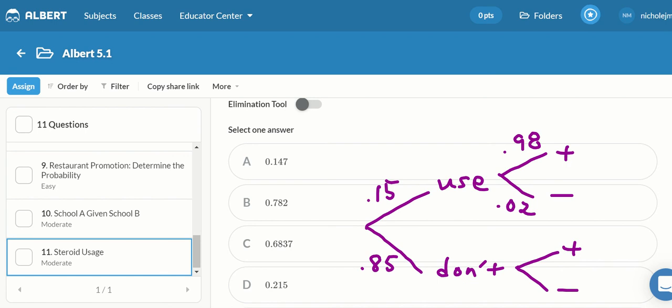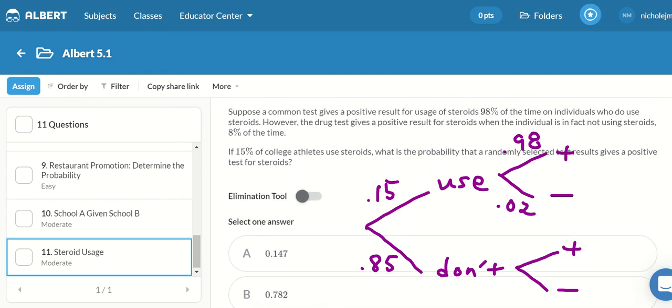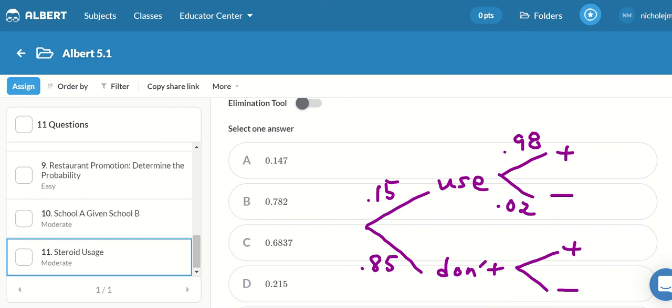The other number they give us, I believe, I feel like it was 8%. The drug test gives a positive result for steroids when the individual is in fact not using steroids. That's kind of scary. So let's talk. Where does that 8% go? They are going to test positive when they don't actually use, which means they're going to test negative when they don't actually use 92% of the time. The probability you're being asked right now is to calculate the chances that a test result comes back positive.